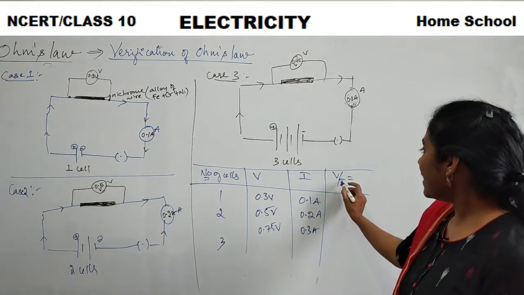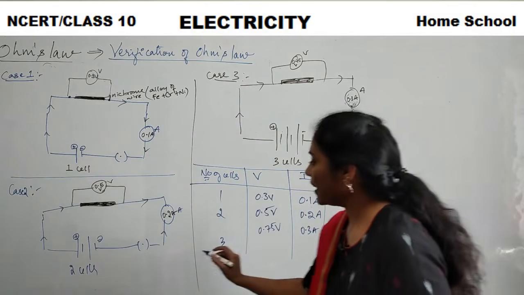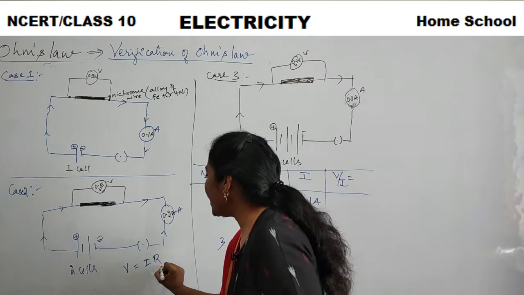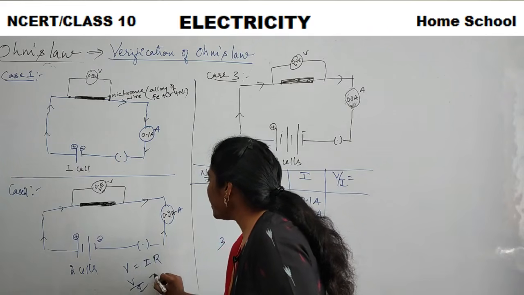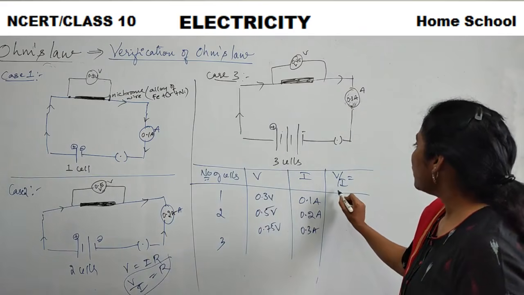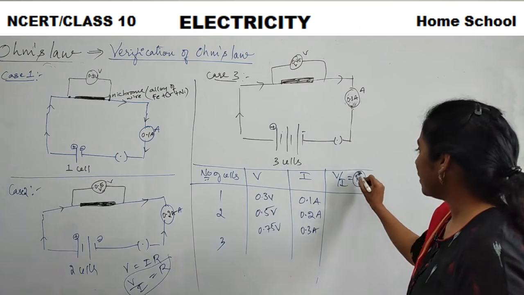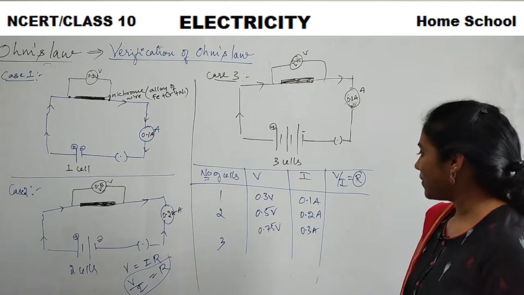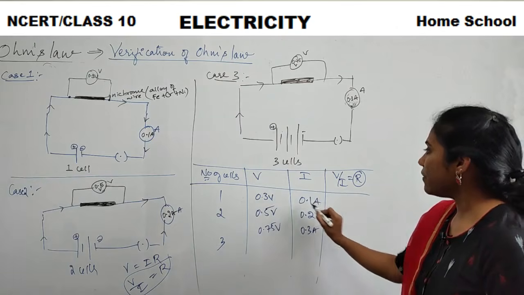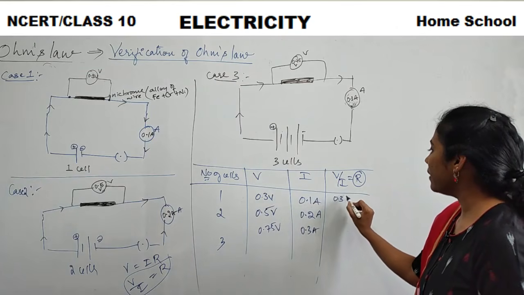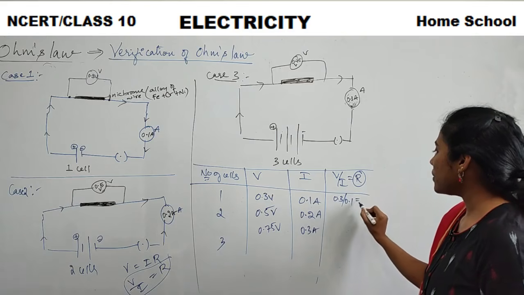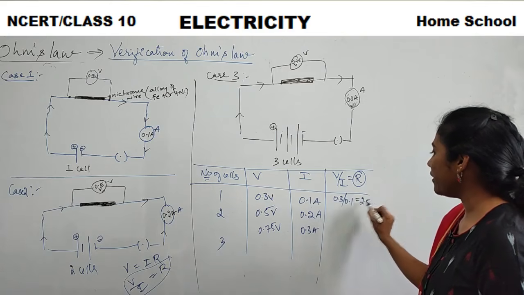Now let us calculate V by I, right? What is our Ohm's law? It is nothing but V is equal to IR, so V by I is equal to R. So V by I, we are actually calculating R. Let us calculate resistance. What is the V here? 0.3 divided by 0.1. So how much do you get? 2.5.